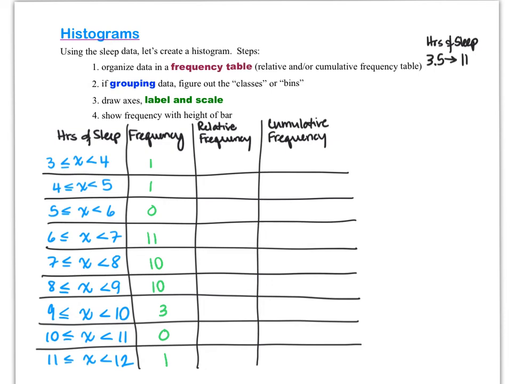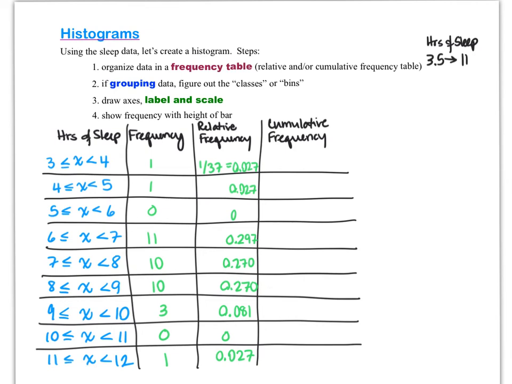We have a total of 37 pieces of data, so each one of these is going to be 1 out of, in this case, 37, so our relative frequency is... So we do all the division and we fill up our relative frequency column. If we graph frequency or we graph relative frequency, we're going to have exactly the same shape. However, if we look at cumulative frequency, that's going to look a little bit different.